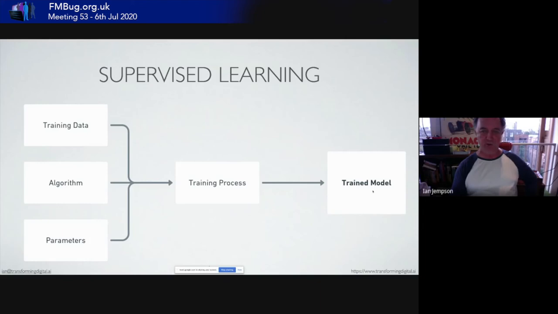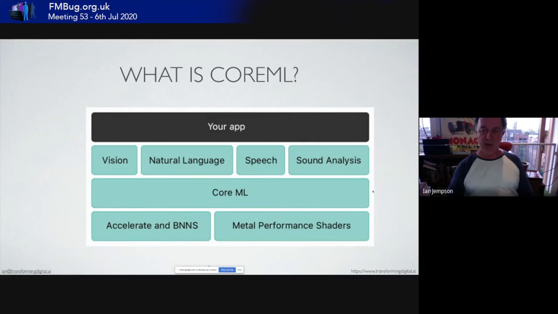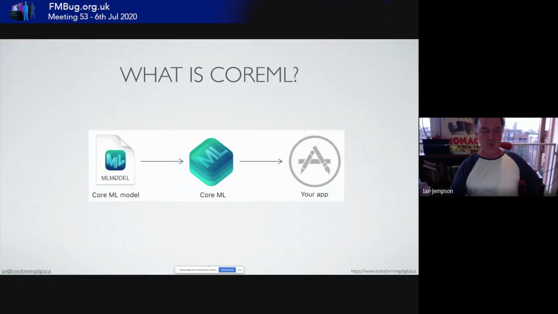CoreML, which FileMaker is built on, is an Apple technology, and it sits as a layer within macOS and iOS that allows applications to very easily incorporate machine learning. It provides a standardized way for vision, natural language, speech, and sound analysis models to access lower level functionality. So we've got a CoreML model, the CoreML within the OS, and then the application calls it. FileMaker in this case would be the app.